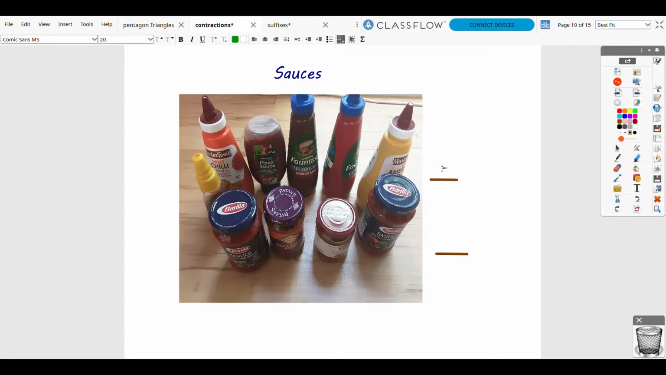So let's have a look at the sauces. How many do I have altogether? 1, 2, 3, 4, 5, 6, 7, 8, 9, 10. I have 10 sauces altogether. Let's move that up here. Now, do you remember how many food items I had altogether? I had 20. So we can say 10 of the 20 are sauces.